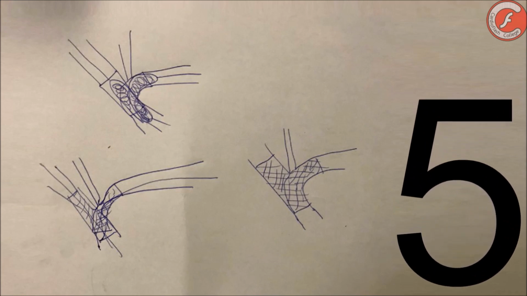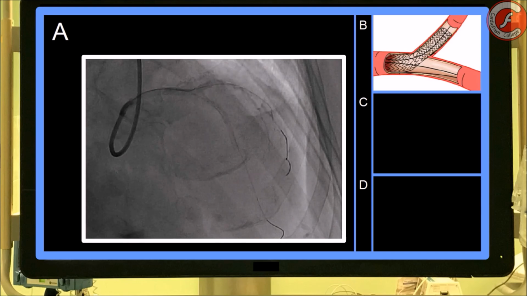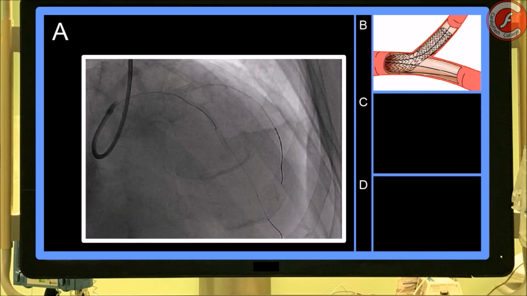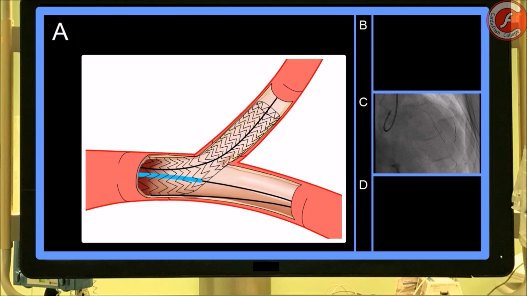Step 5. Rewiring. Different strategies exist in this case, but we recommend keeping the first two guide wires in their respective vessels and introduce a third guide wire through the stent. The idea is that the guide wire goes out through the more distal struts and arrives to the distal segment of the main branch.